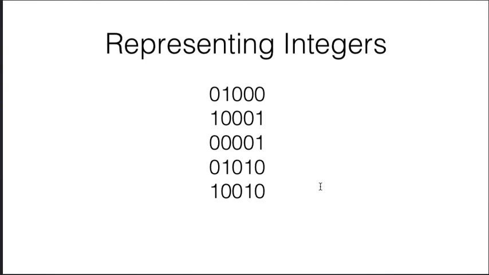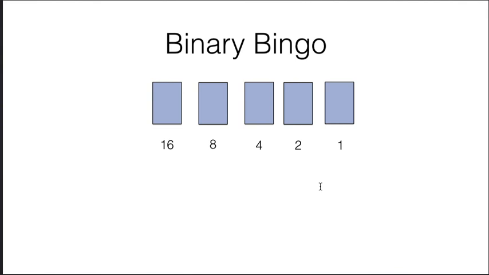So, what's 01000? So the first one is worth 32. So 32, 16, 8, 4, 2, 1. So 16. 10001? 33, yeah. 00001? 1. 01010? Yeah. So 16 and 2. 10010? 34, because 32 and 2. The first one is worth 32. Okay. So we might come back to that.